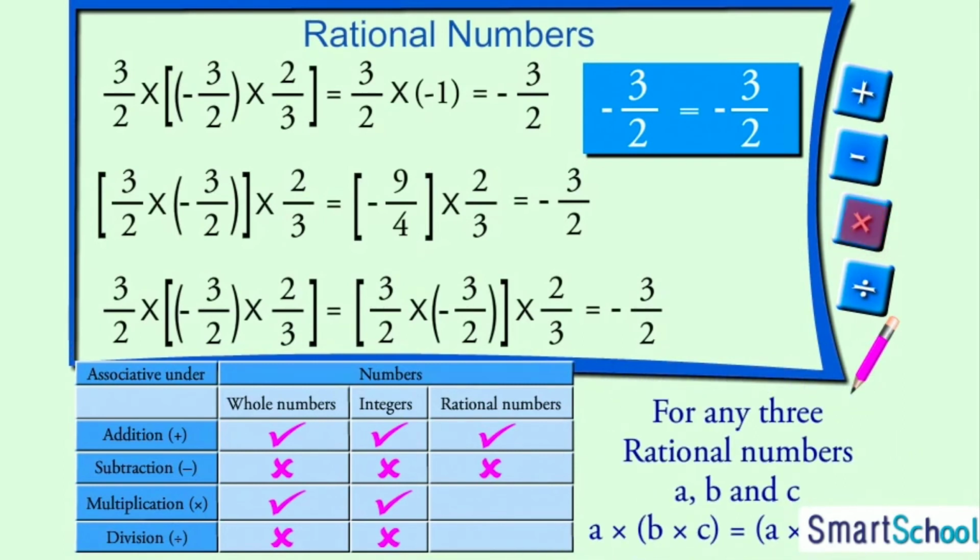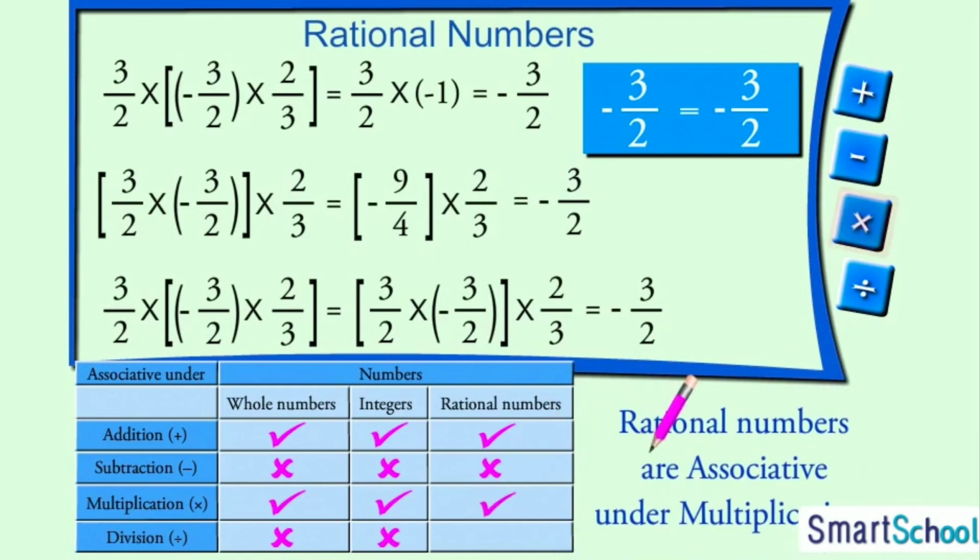This clearly shows that for any three rational numbers A, B and C, changing the combination in which they are multiplied does not affect the result. Therefore, rational numbers are associative under multiplication.